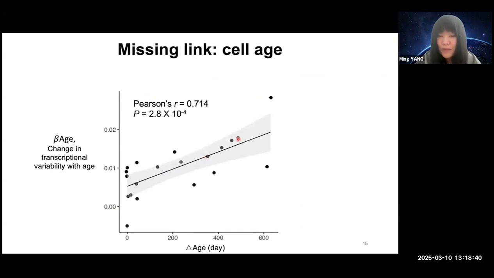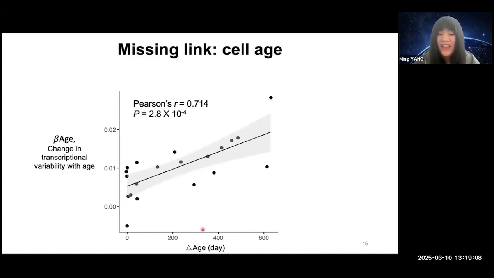So for each cell type, we have this delta age metric, and this beta age metric. When we plot one against the other, we get this scatter plot. And surprisingly, we see there is a very high correlation between these two metrics. Actually, more than half of the variance in the beta age, or change in the transcriptome space, can be explained by cell age difference reflected by the x-axis.